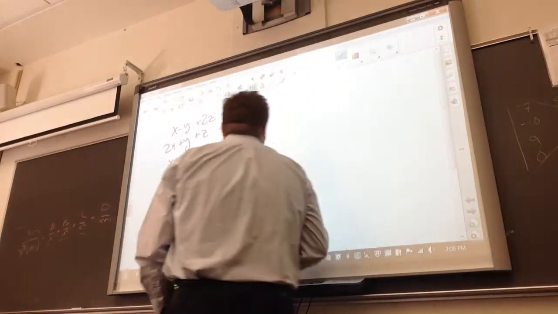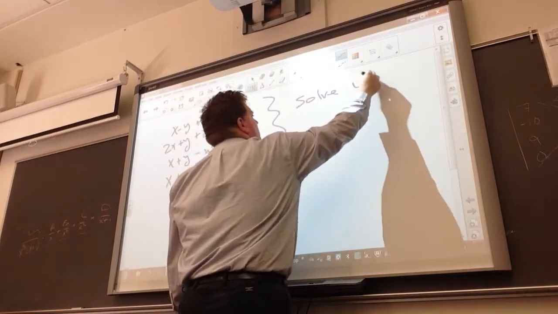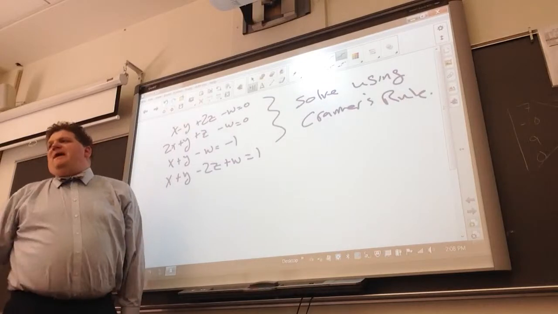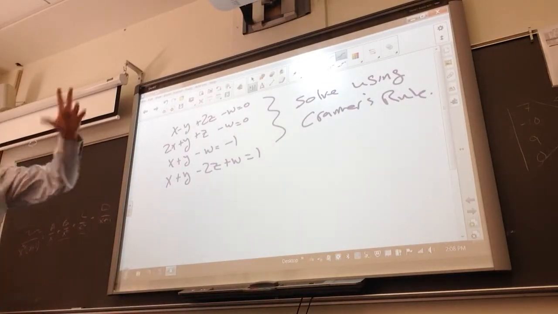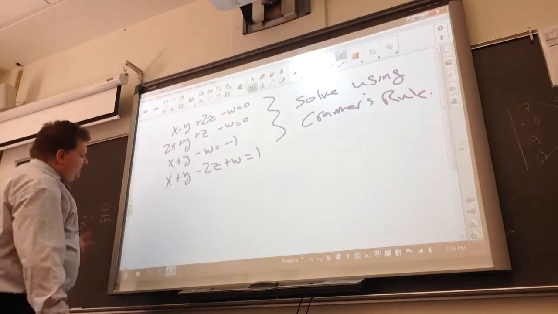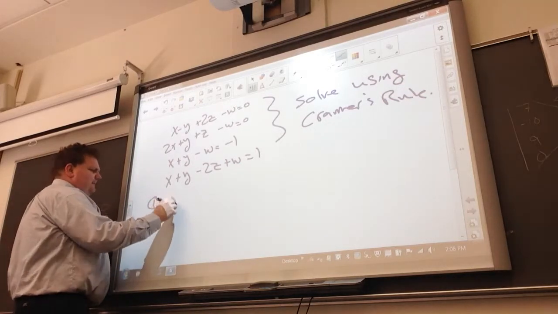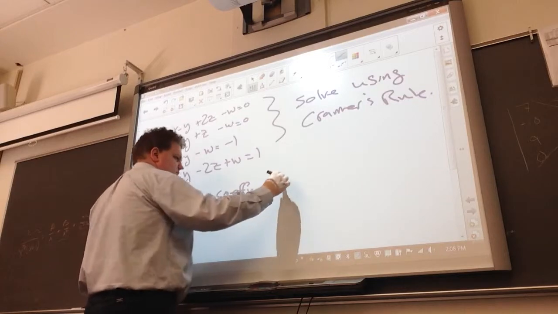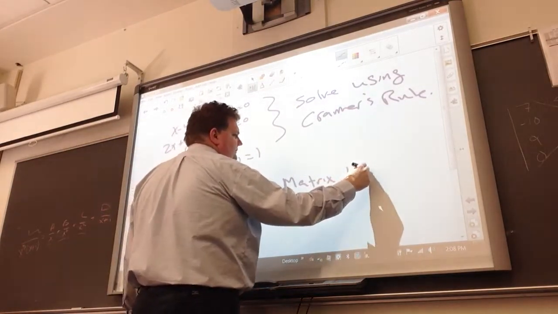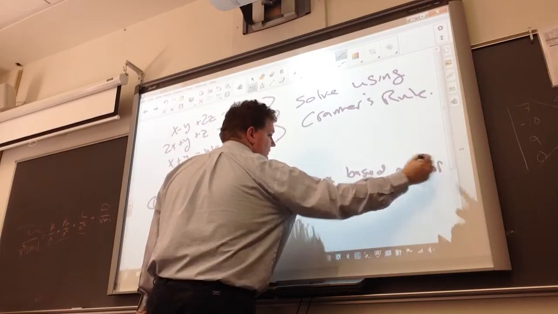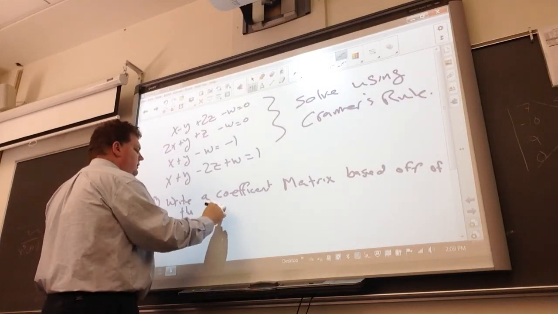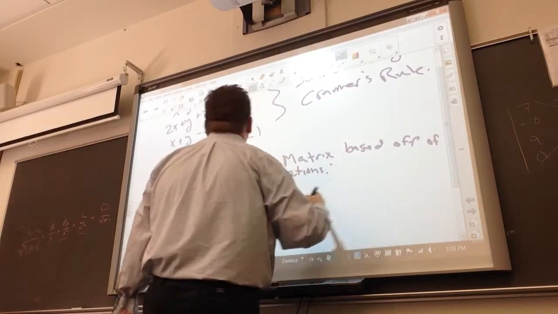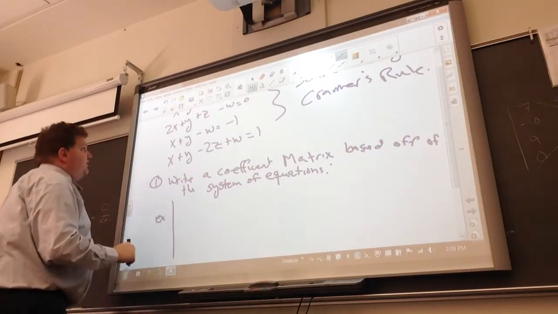And the better way is to solve using what's known as Cramer's rule. Cramer's rule basically is a way to use determinants of a matrix to solve a multivariable equation like this. There are basically 3 steps to it. The first step is to write a coefficient matrix based off of the system of equations. Okay? So, in my example up here, my coefficient matrix is going to be, I'm just going to look at the book to recopy it.